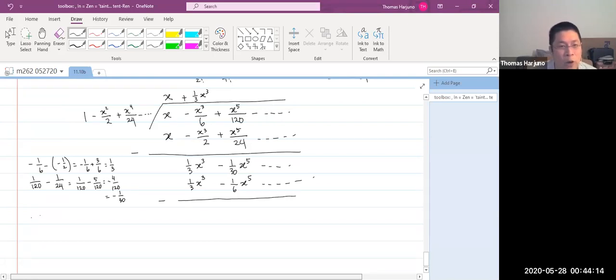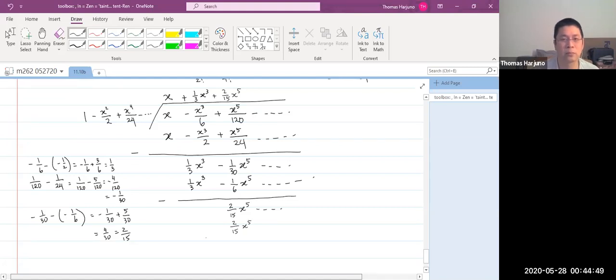Okay, so negative 1 over 30 minus negative 1/6. That's negative 1 over 30 plus 5 over 30. That's 4 over 30, which is 2 over 15, but positive. So this is positive 2 over 15 x to the 5th. So here I just need then plus 2 over 15 x to the 5th, and on.